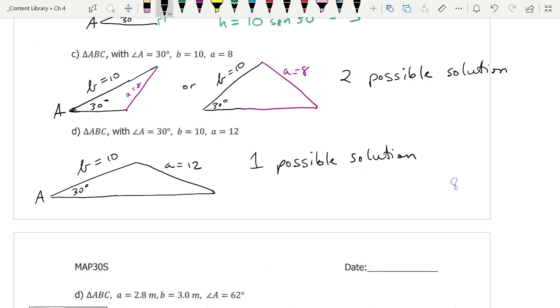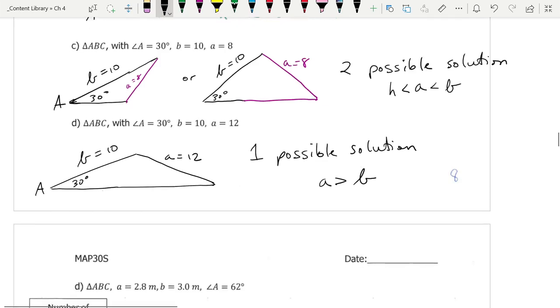The reason why two possible solutions is because my unknown side A is bigger than the height I'd need for a right triangle, but it's smaller than the line right next to it. This one only has one solution because A is more than B. The opposite side's longer than the adjacent side.